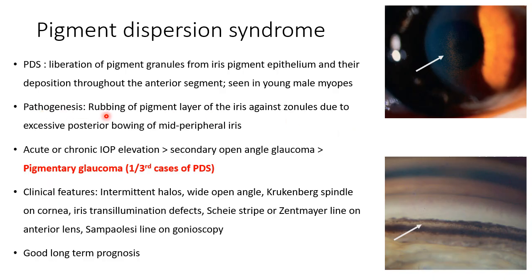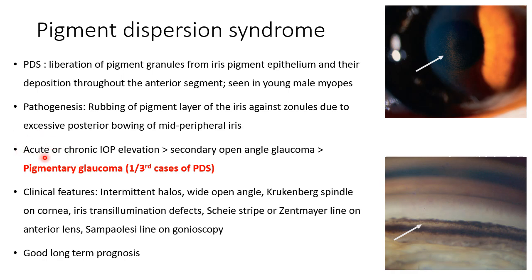So the pathogenesis is rubbing off of the pigment layer of the iris against the zonules or the anterior lens due to excessive posterior bowing of the mid-peripheral iris. So the mid-peripheral iris is bowed posteriorly, or concave posteriorly, as a result of which it rubs against the posterior structures, that is the lens and the zonules, and pigments are released. These pigments go and block the trabecular meshwork. So this can cause both acute or chronic IOP elevation.